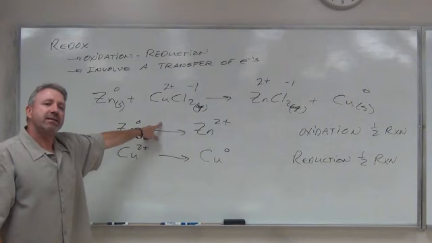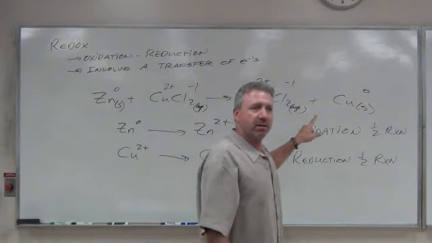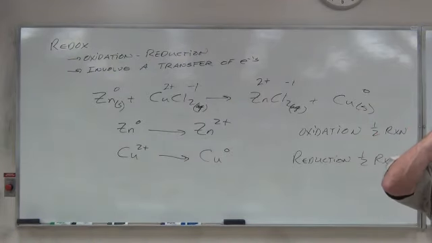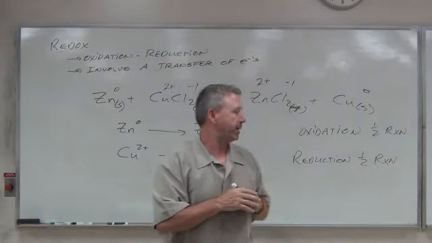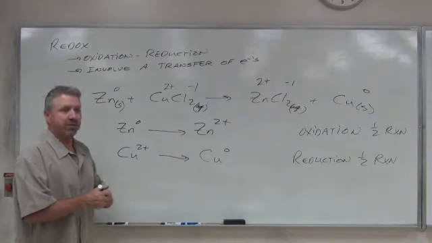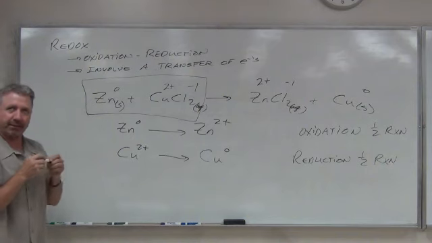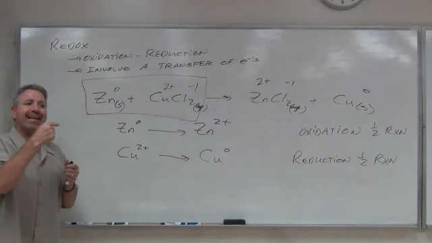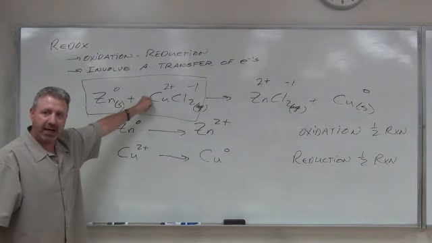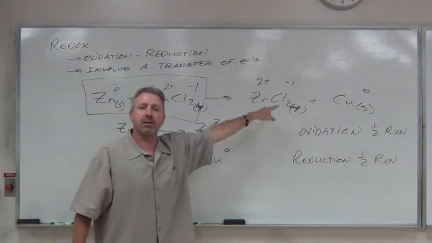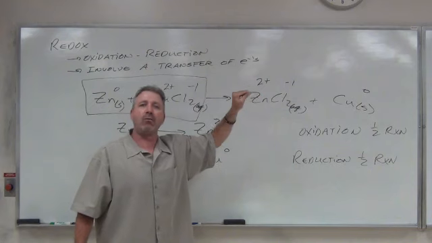You will be asked, what is oxidized? What is reduced? I don't like those terms. I don't even know what they mean. Oxidation, reduction. I do, but I don't. Okay? First of all, your answer has to come from the reactant side, not the product side. Because what is oxidized and what is reduced is on the reactant side. These are the products of oxidation and reduction. They are not what is oxidized or what is reduced.